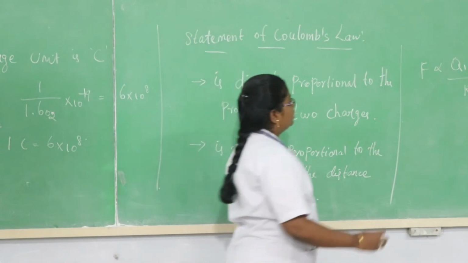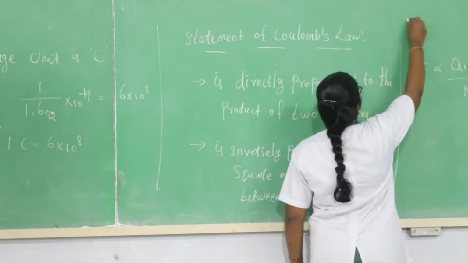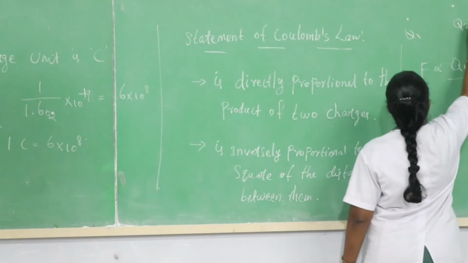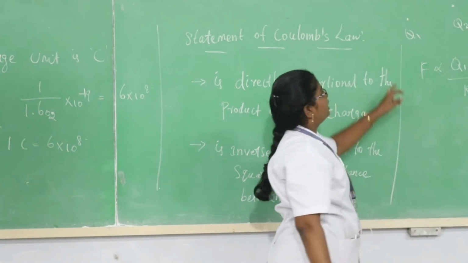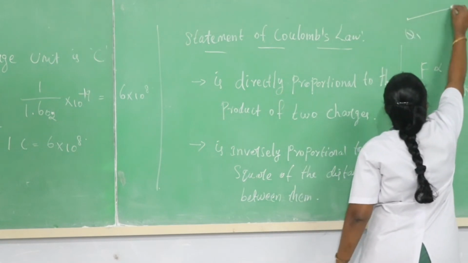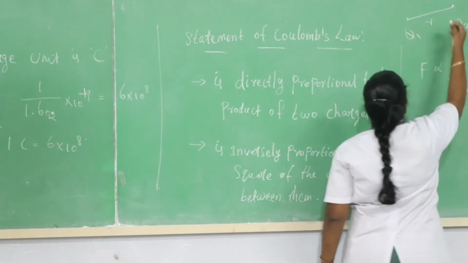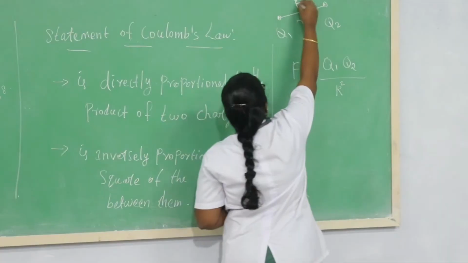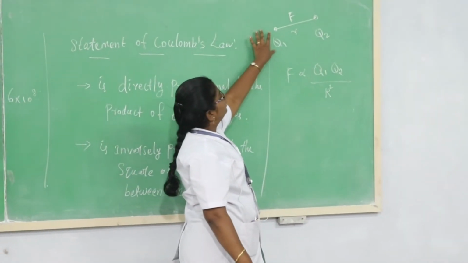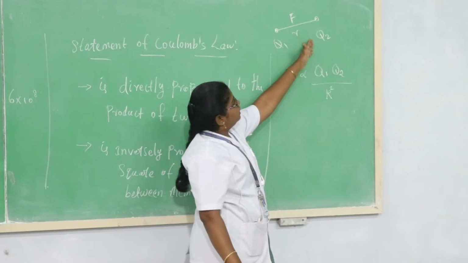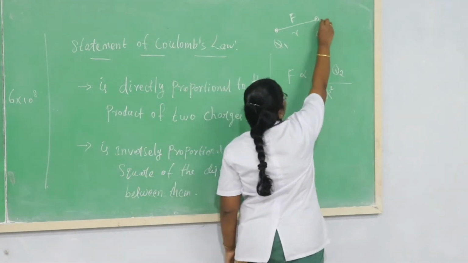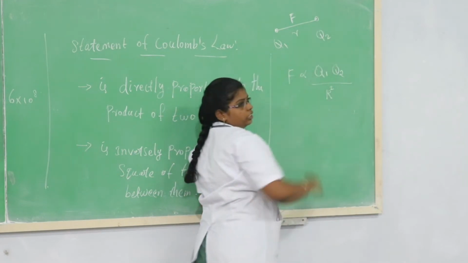So, from this diagram, we separate two points as Q1 and Q2. These charges are joined by a distance R. The force exerted on Q1 is based on Q2. Then we calculate the force exerted on Q2 based on Q1.